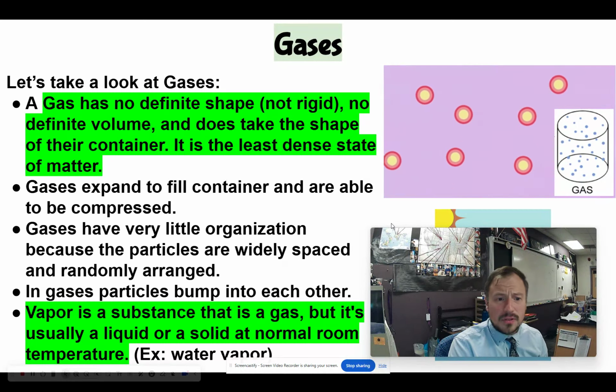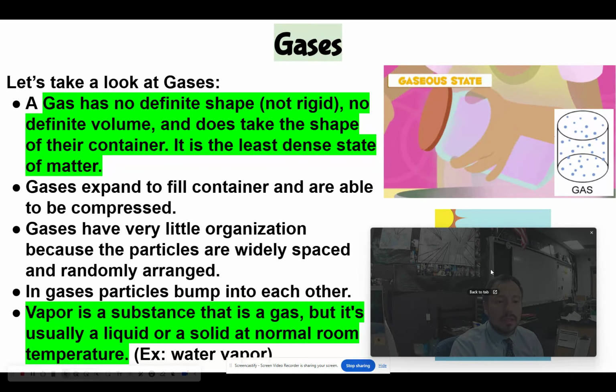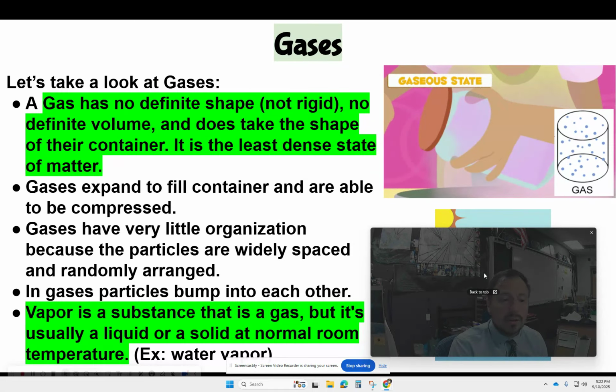And vapor. A vapor is a substance that is a gas, but it's usually a liquid or solid at normal room temperature.